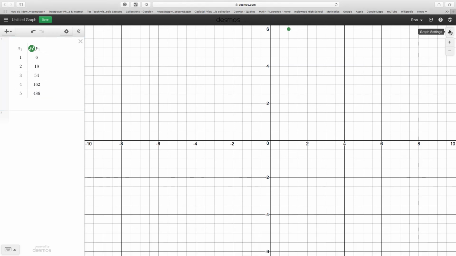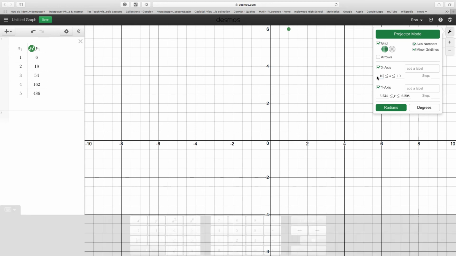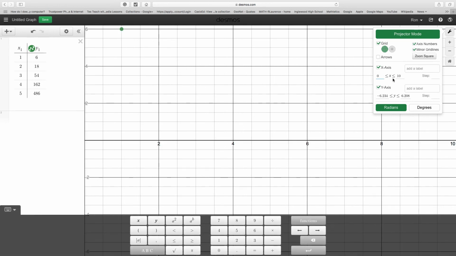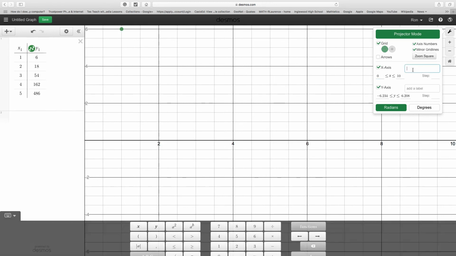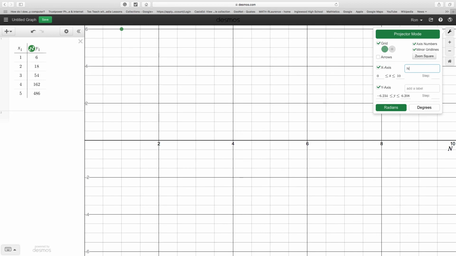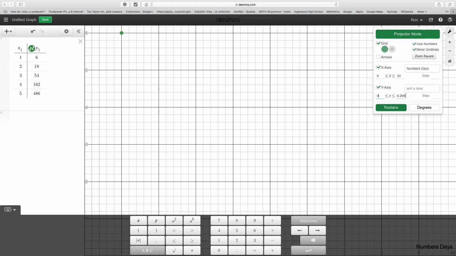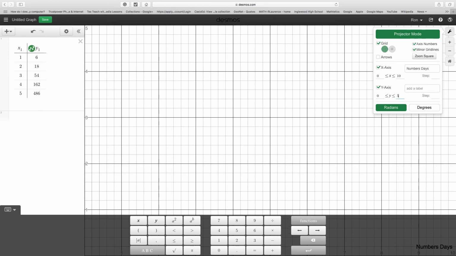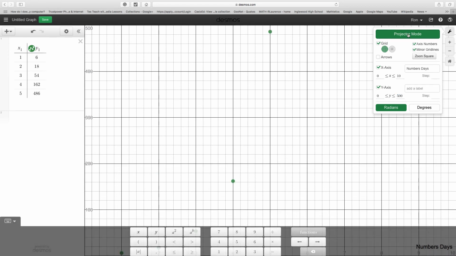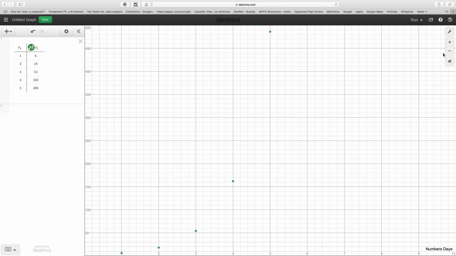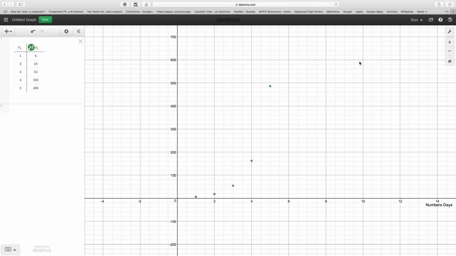I'm going to now change the scale here. I'm going to go from 0 to 10 on the x-axis, and I'm going to put in number of days as my label there. And on this one I'm going to change it to 0, but I'm going to go up to 500. And I'm just going to click out a bit, and you can now see the graph being an exponential.